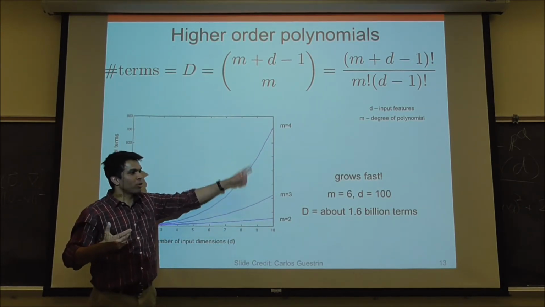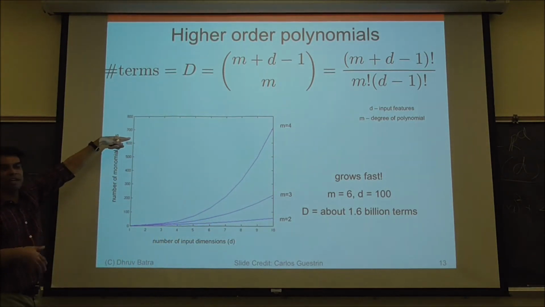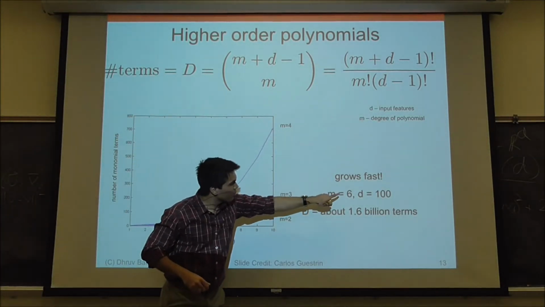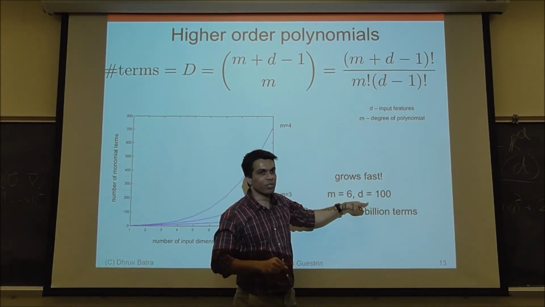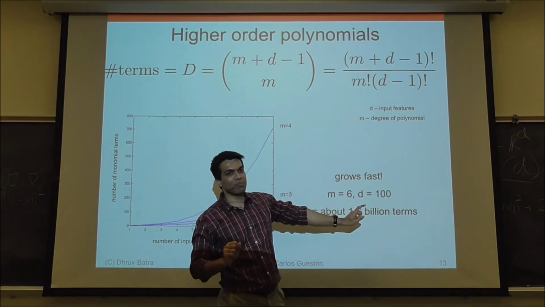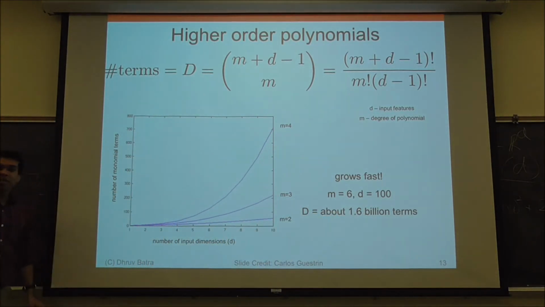It's already a fourth-order polynomial, 10 dimensions, it's going to something like 700. It essentially corresponds to learning a 700-dimensional linear classifier. Right? And it grows, so if you measure 100 things about your input and you want to use a sixth-order polynomial, that corresponds to about 1.6 billion terms. It grows extremely quickly. But it doesn't matter because the number of parameters in your dual QP is not growing. The number of parameters is still n, the number of training variables.